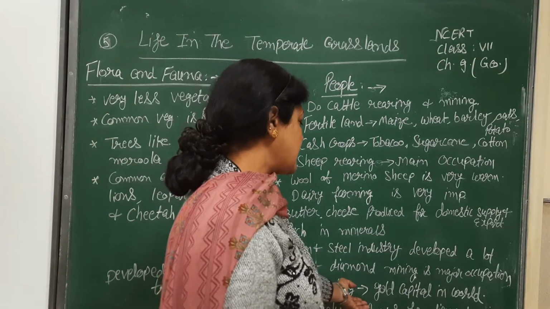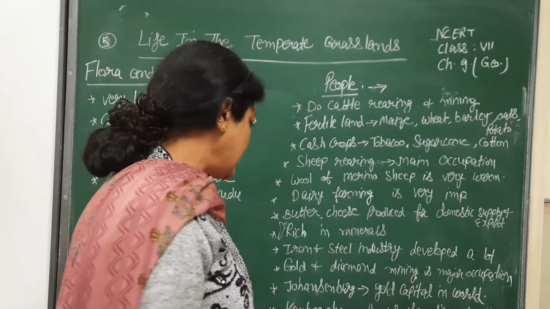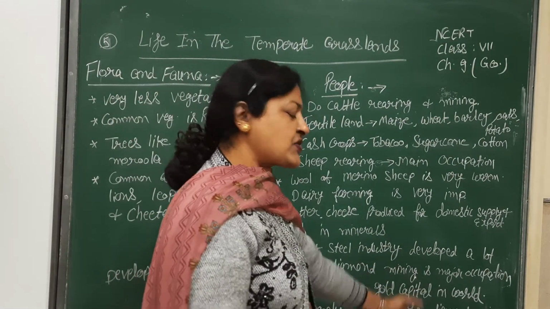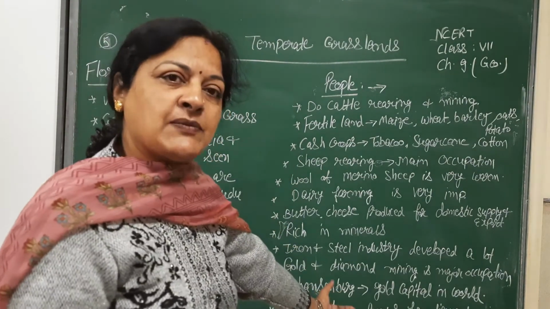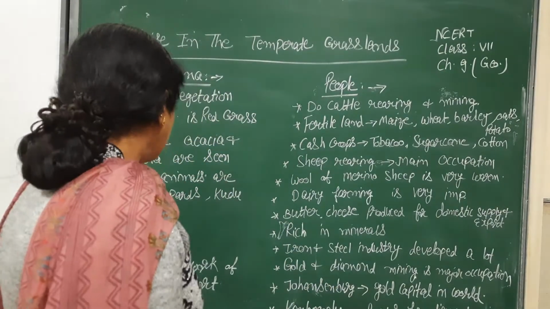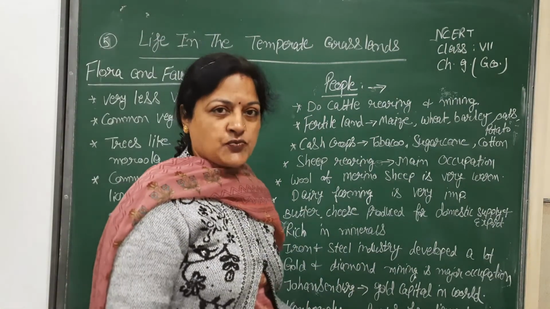Johannesburg is known as the gold capital in the world. Then Kimberley is famous for diamond mining. As we have talked, gold and diamond mining is the major occupation of the people here. And this area has a developed network of transport also.